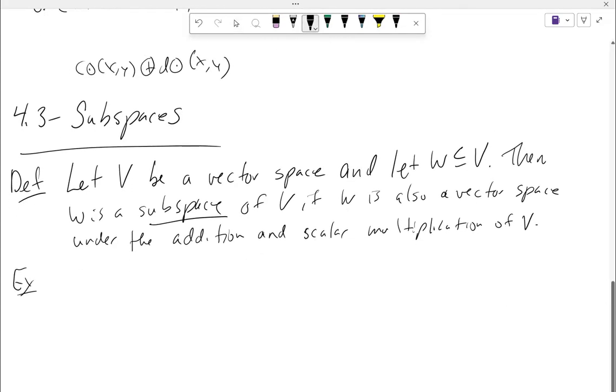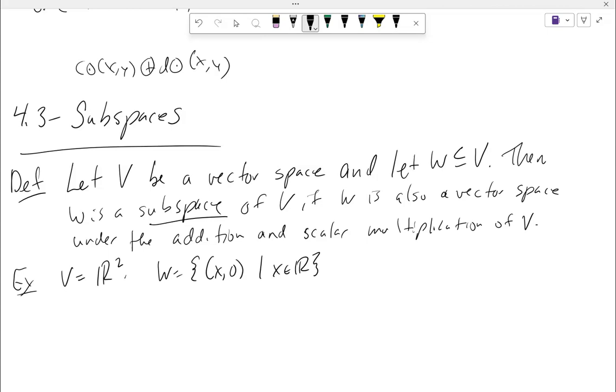A relatively easy example. Let's say V is R2. W is the set of all x comma 0. The first component can be anything, but the second component has to be 0. Okay? W is also a vector space using the exact same addition and scalar multiplication.